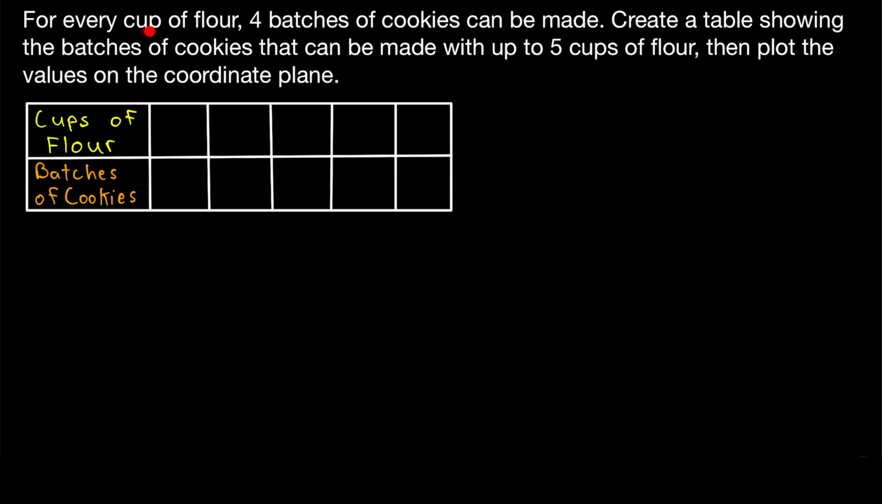So, for every cup of flour, 4 batches of cookies can be made. We want to create a table showing the batches of cookies that can be made with up to 5 cups of flour, and then we're going to plot the values on the coordinate plane.